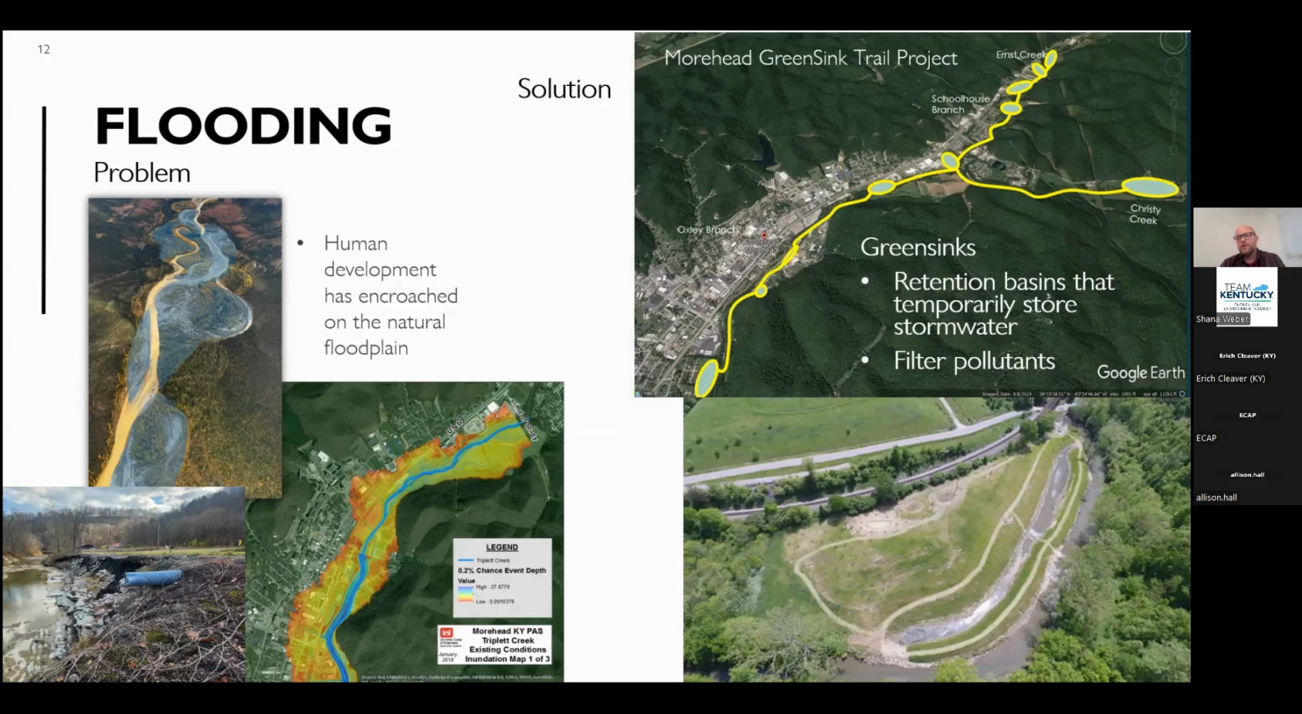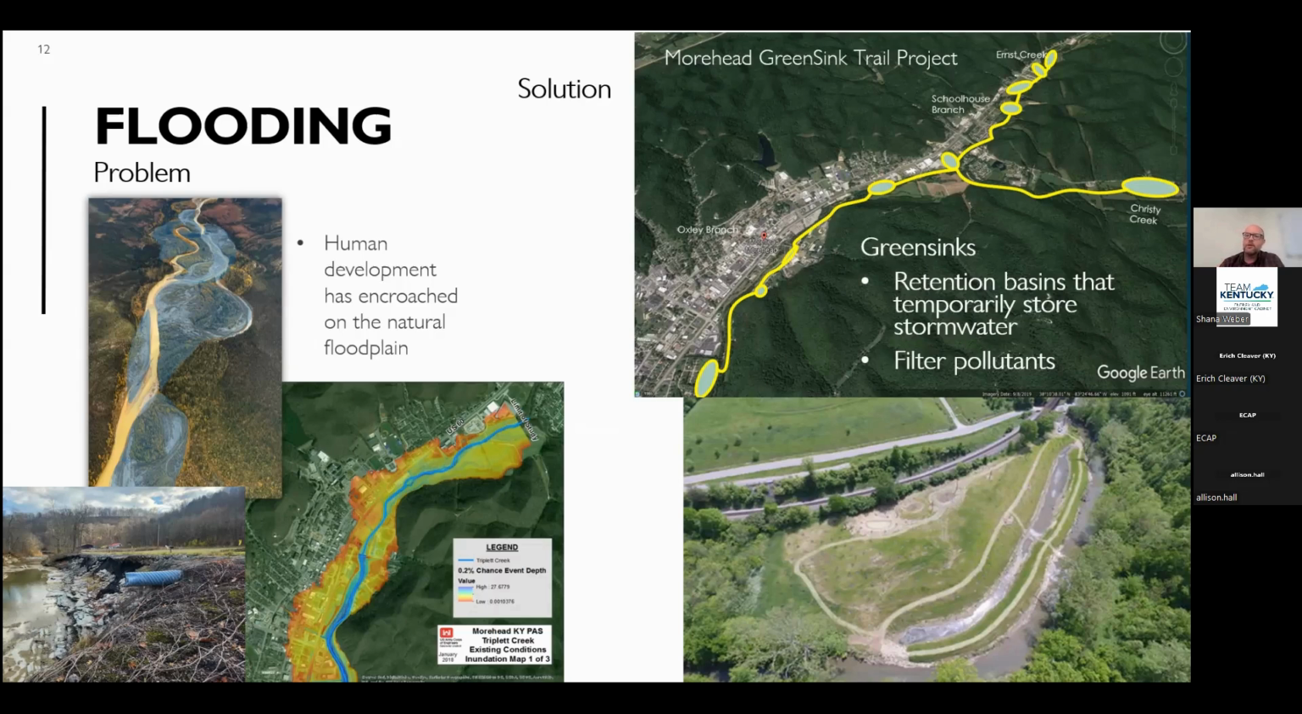The floods are coming through there and just kind of acting like a sandblaster and ripping away the bank of that creek. The picture beside it is from Moorhead, and that shows kind of the floods on Moorhead and how that affects all the buildings nearby. And of course, they were affected in the 22 floods. They are working with one of our basin coordinators on this Moorhead Green Sink Trail.